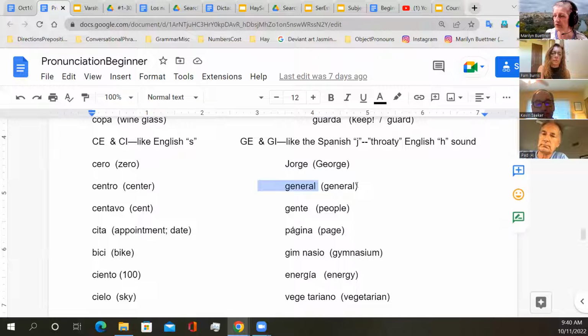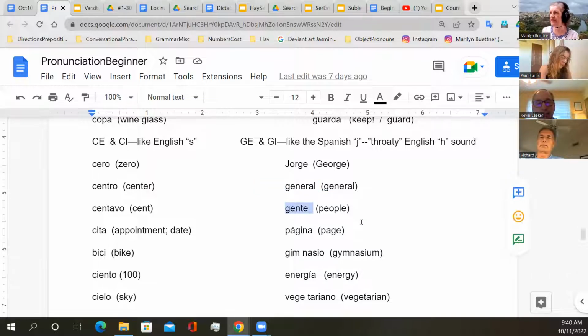Now, here's one of the ones that's really tough. A lot of people use this word often. They say, oh, generally, or in a general sense. It is general. We punch the N: general. This one is tough because we tend to want to put a J sound, because we have general in English, but in Spanish there is not a J sound. General.